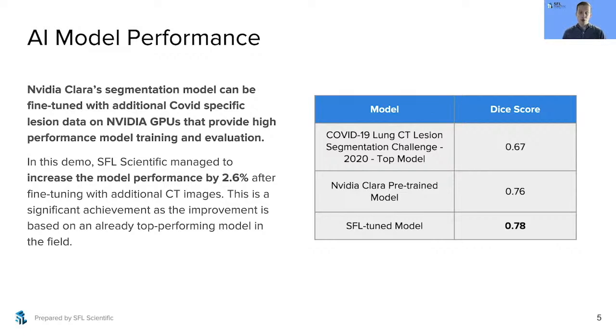And as I mentioned, with fine-tuning, it was possible to further boost the model performance with a relatively small amount of custom data. In this case, about 200 chest CT images with human annotations were used for model fine-tuning, and we were able to achieve about a 2.6% increase in the model performance of this already very accurate model.